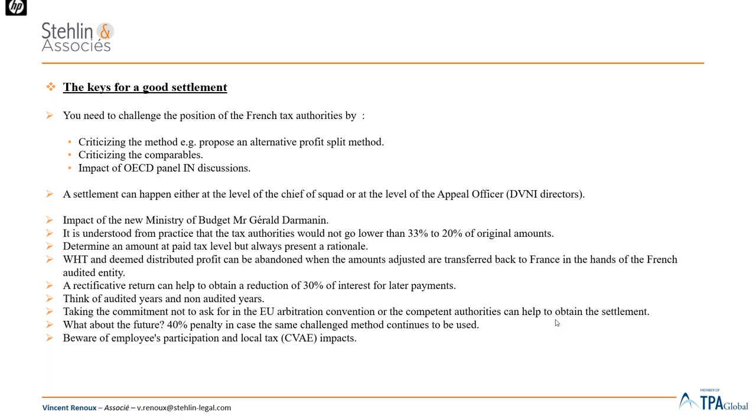From, let's say, my practice and the practice of other colleagues, it is said or understood that the tax authorities would not go lower than 33 to 20% of the original amounts. What also you have to know is that for the tax authorities, they are considered on the amounts tax adjusted, not necessarily on the corporate tax itself, but the gross amounts of tax adjustments. And this is how they would be judged in practice.